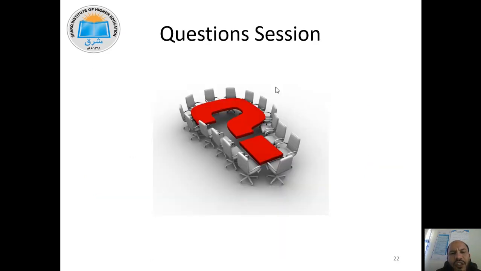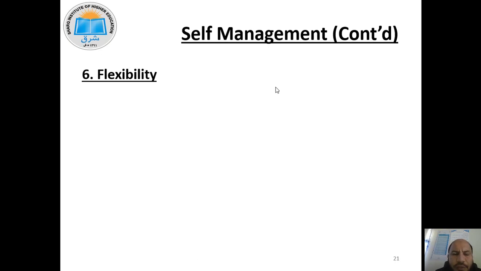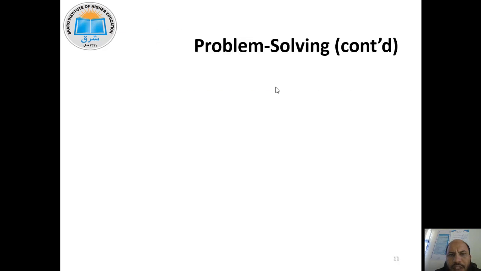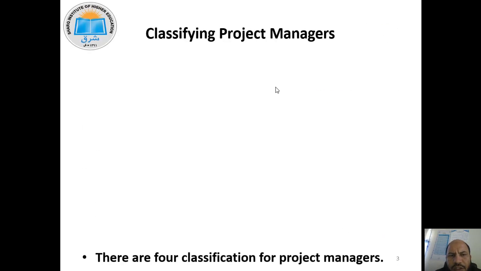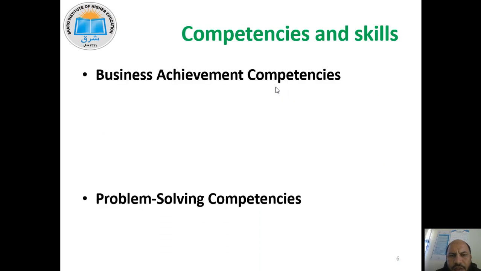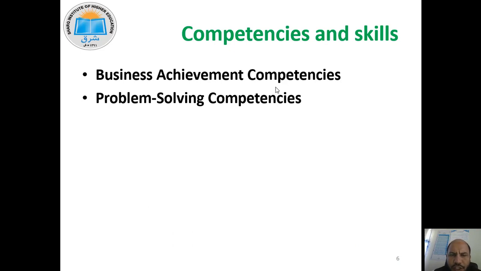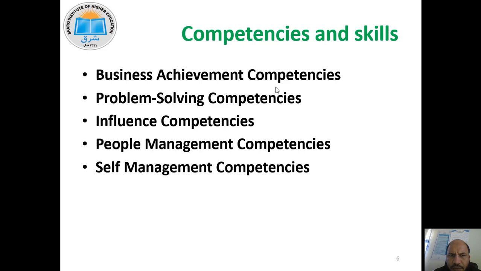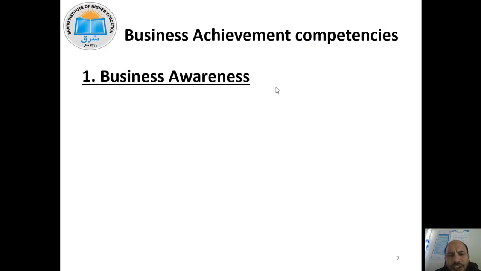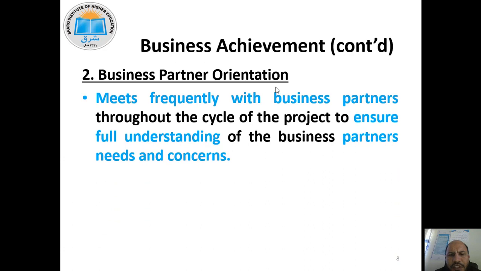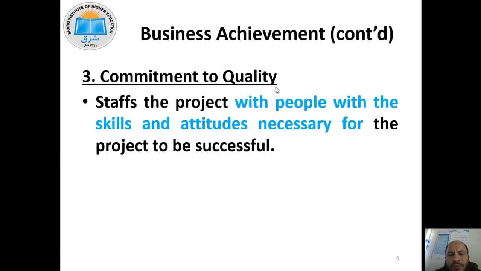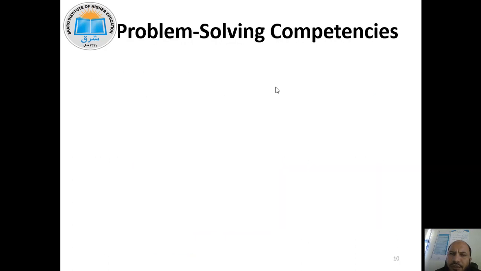So dear students, in our class today we have discussed the 4 types of project managers: team leader, project manager, senior project manager, and program manager. And then we have discussed the different competencies of the project managers. These competencies were the business achievement competencies, problem solving competencies, influencing competencies, people management competencies, and self management competencies. Among the business achievement competencies, we have discussed 3 skills: business awareness, business partner orientation, and commitment towards quality. This was about business achievement.